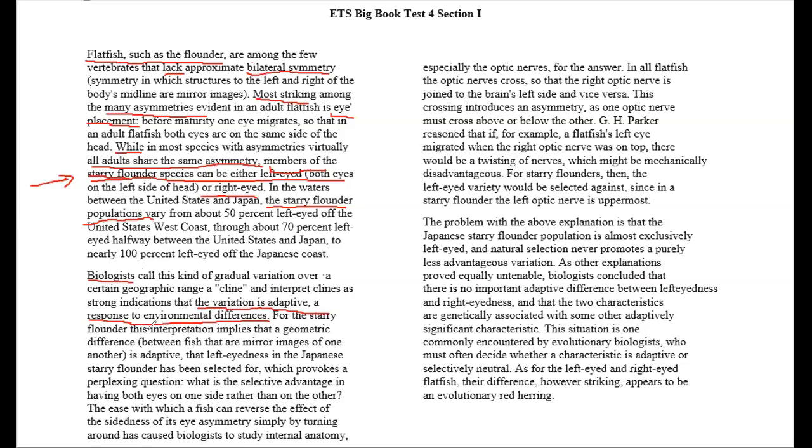For the starry flounder, this interpretation implies that a geometric difference between fish that are mirror images of one another is adaptive. That left-eyedness in the Japanese starry flounder has been selected for. So this is the point of view of biologists. Their stand is that this geometric difference, this asymmetry that we're talking about, has been selected for, which provokes a perplexing question.